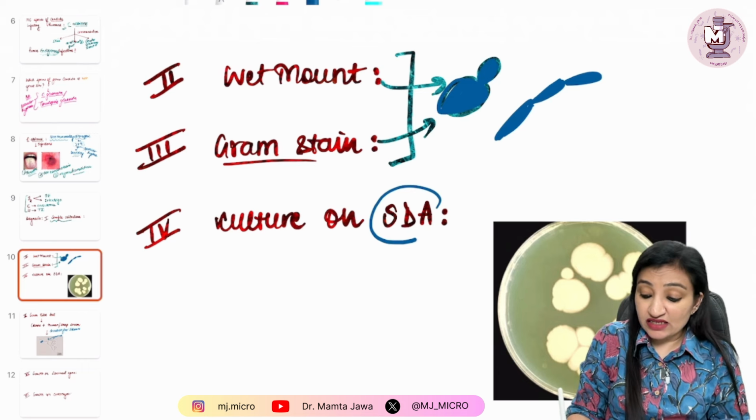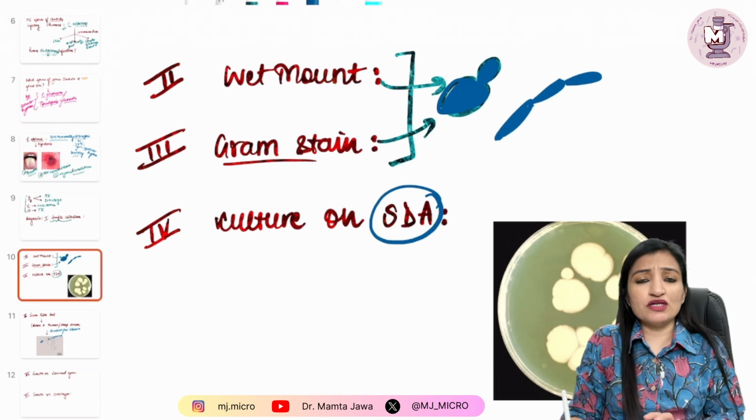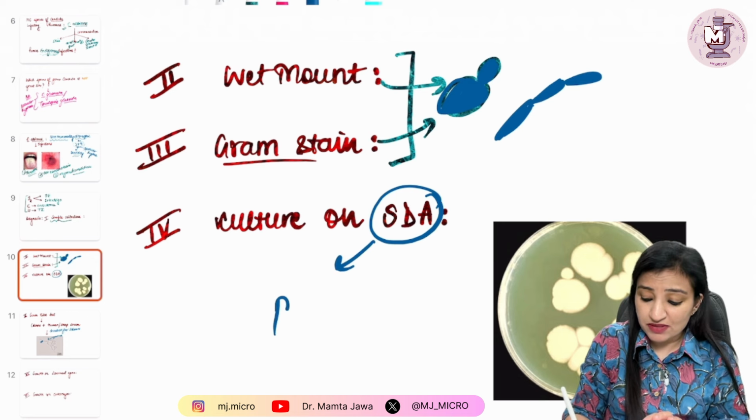Then culture on SDA, Sabouraud dextrose agar, which by the way is the most commonly used fungal culture medium. A question also comes on this regarding its pH.